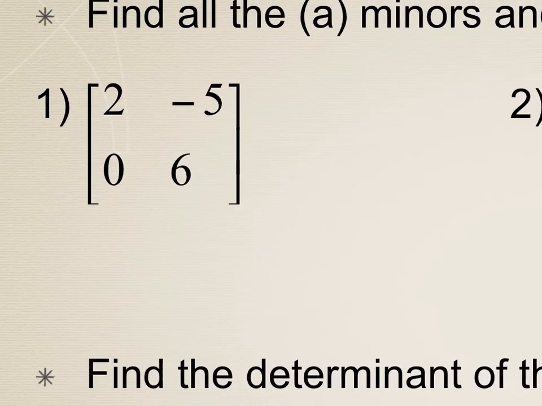So the minors for number 1, technically you would cross through the row and the column that each of those cells are in. And the result in a 2x2 is that they basically switch corners. So the 6 and the 2 switch, and the 0 and the -5 switch. Those would be your minors.